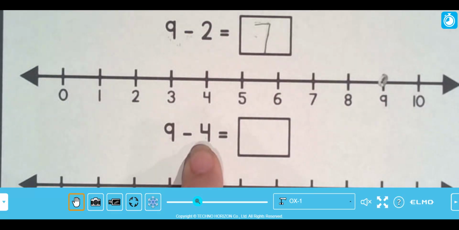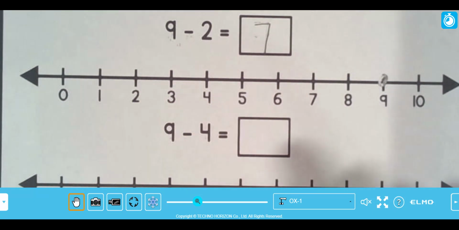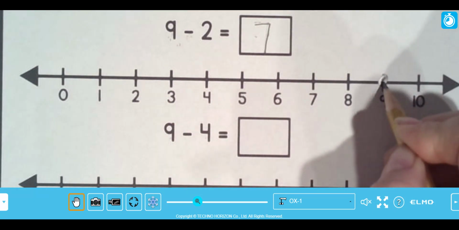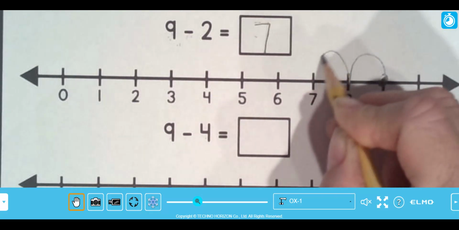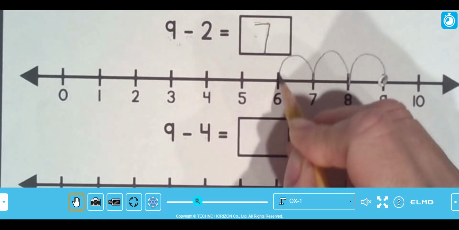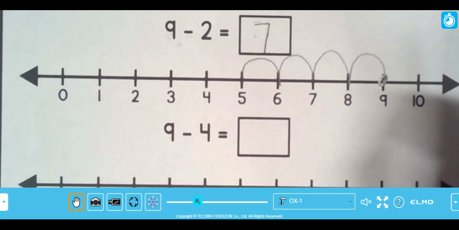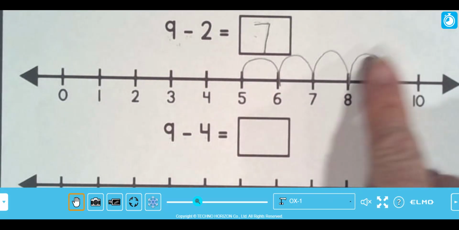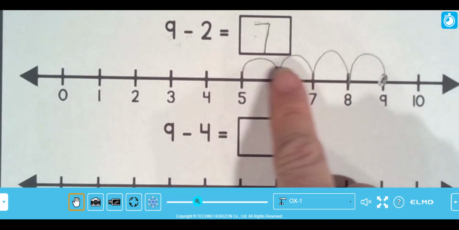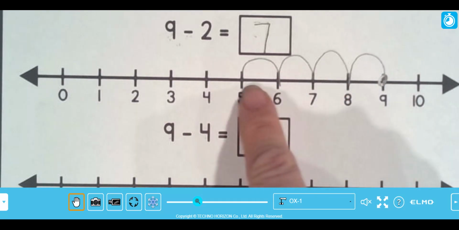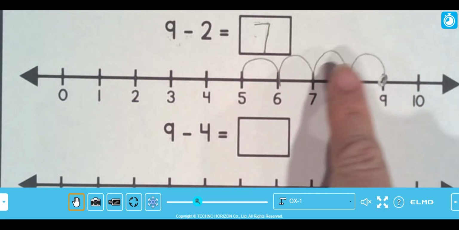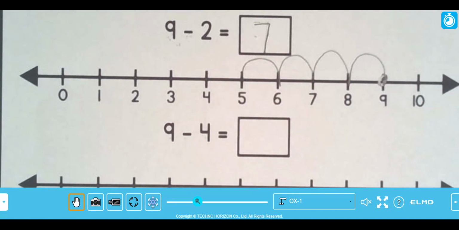How many bumps are we making? 4 bumps. So I'm going to start here. I'm going to make 4 bumps going this way, smaller. Here we go. 1, 2, 3, 4. I'm going to count them. 1, 2, 3, 4. You go ahead and start at 9 and make 4 bumps going this way. And make sure you count them when you're done. Go ahead.